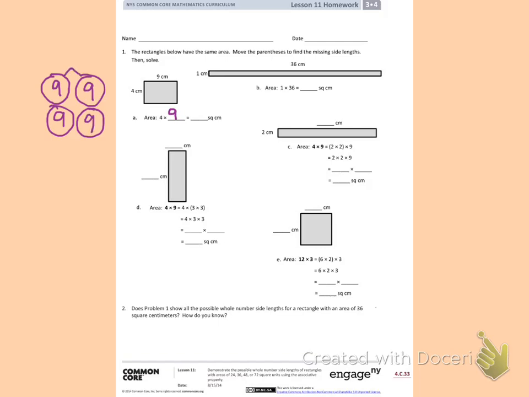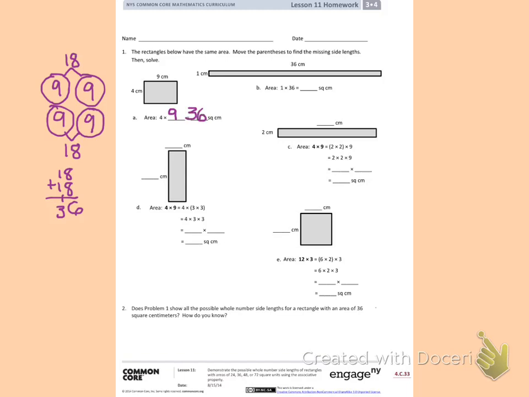and add them together. 9 and 9 is 18. So 18 plus 18, 8 and 8 is 16. 1 and 1 is 2, and 1 more is 3. So 4 groups of 9 is 36.